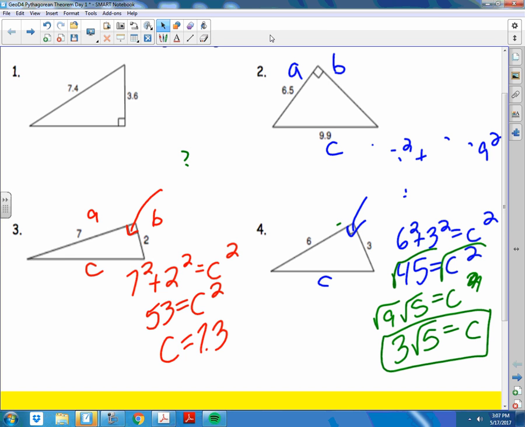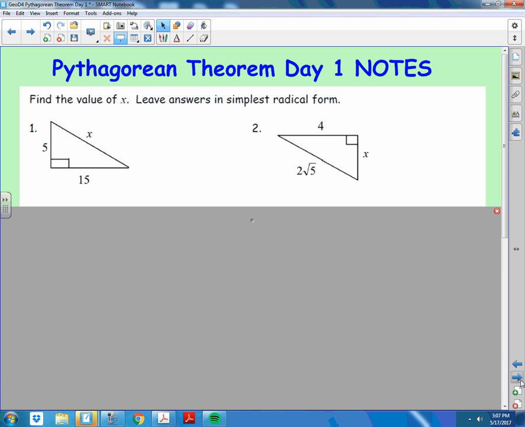Any questions on that? Now, what you need to pay attention to is sometimes I'm going to ask you to round it to the tenths. Sometimes I'm going to ask you to do it in simplified radical form. But it should be okay either way. So I would like you to please do number 1, leave it in simplified radical form. And then I'll do number 2 because it gets a little bit tricky.